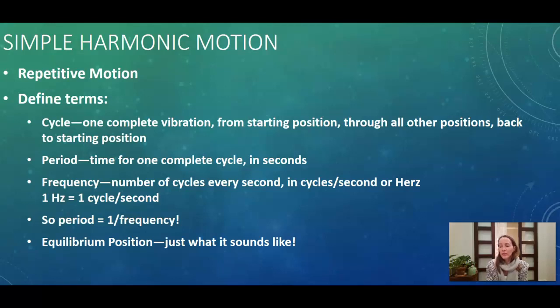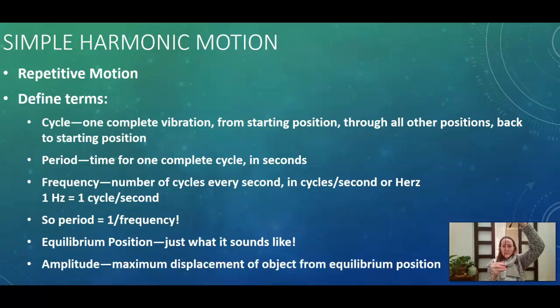Equilibrium position is just like it sounds like. So let's say that this is my cord. This is a pendulum, and when it swings down to here, this is the equilibrium position. Going up to its highest height, from equilibrium to the highest height, that's the maximum displacement of an object from its equilibrium position. So from here to here is the amplitude, and from here to here on the other side is also the amplitude.